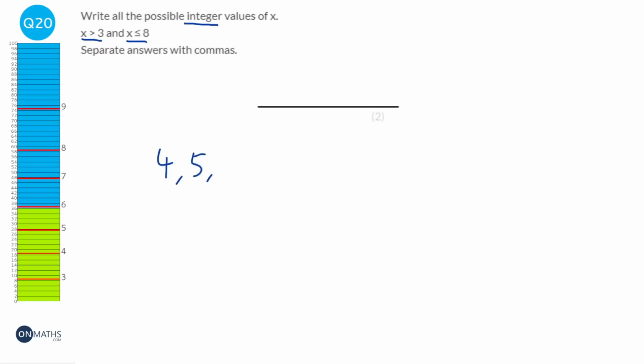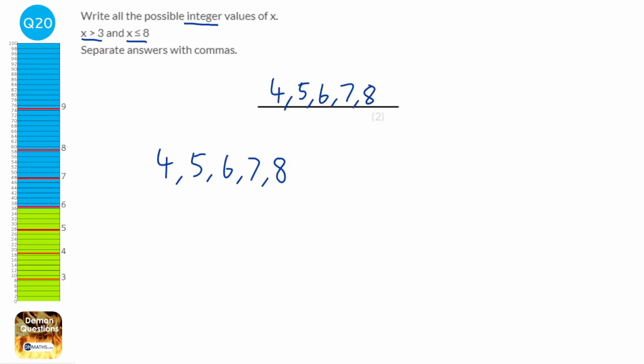The second inequality says it has to be less than or equal to 8. So I'm just going to keep going until I get to a number that is less than or equal to 8. It can't be 9 because 9 is not less than or equal to 8. So our answer is 4, 5, 6, 7 and 8.